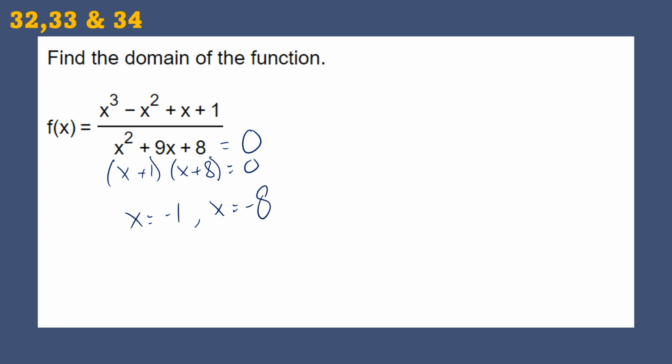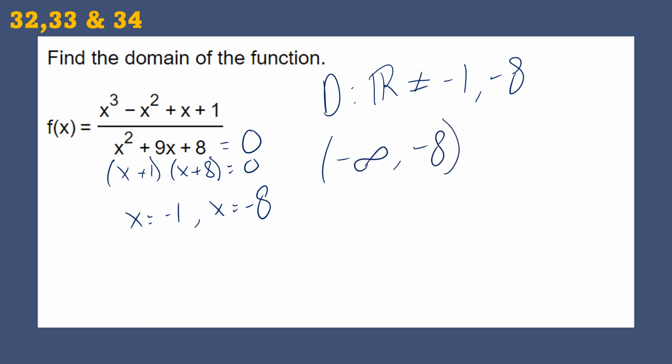So my domain is all real numbers not equal to negative 1 or negative 8. If I needed to write that in interval notation, I would say, hey, you can start all the way at negative infinity and go all the way to negative 8, but then I need you to skip negative 8 and then pick up on the other side of negative 8. So at negative 8, just a little bit past it, and go all the way until you get to negative 1, and then skip to the other side of negative 1, and then go all the way to infinity.